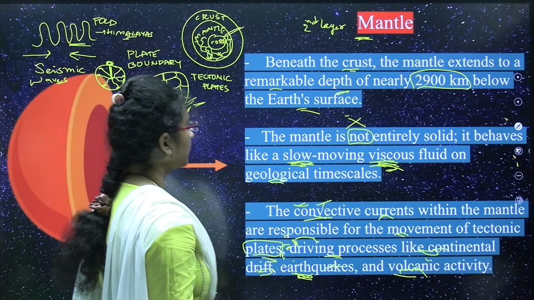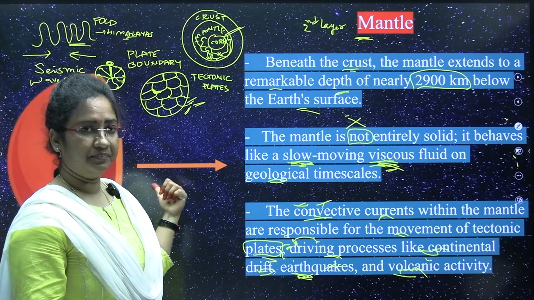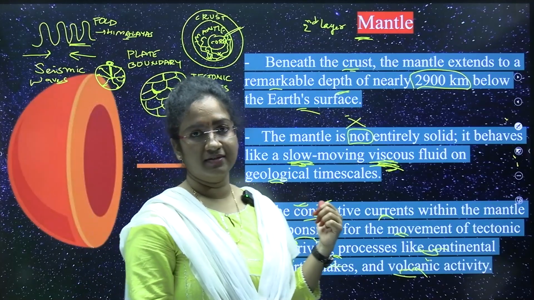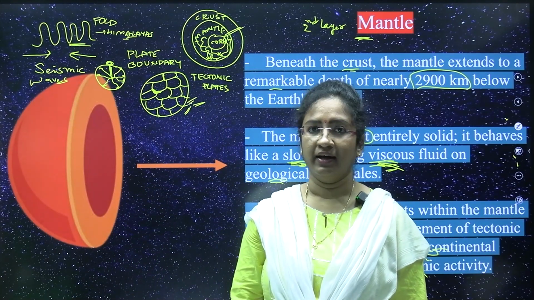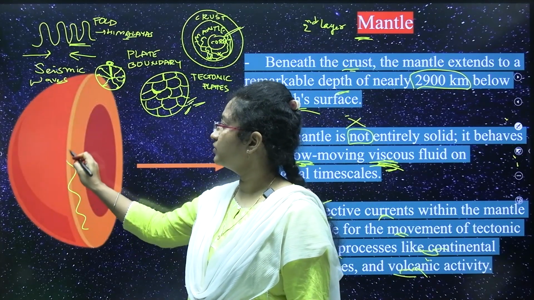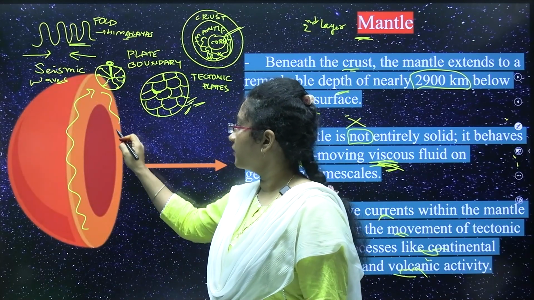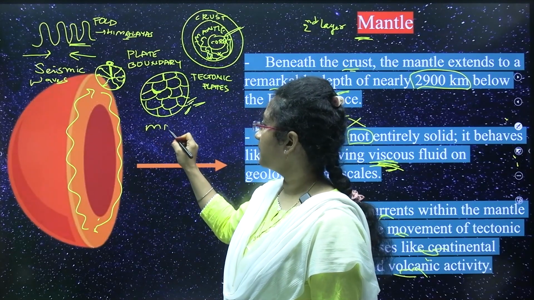Now, what about the volcanic activity? Here, as we see in the mantle, we have this viscous liquid. Is the mantle solid in form? No, it is not. It has this viscous liquid, and that liquid moves through the mantle in the form of convection currents. So here we have something known as magma.